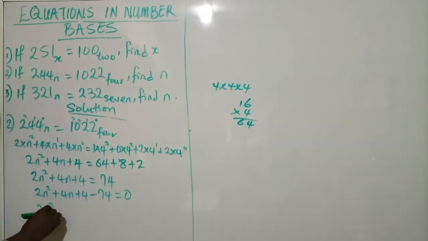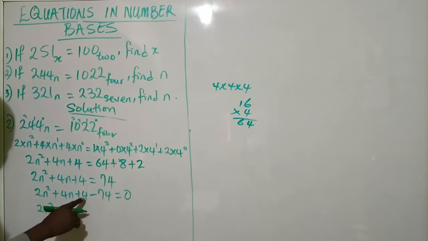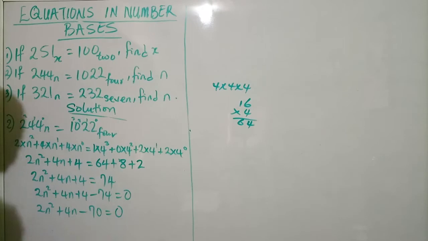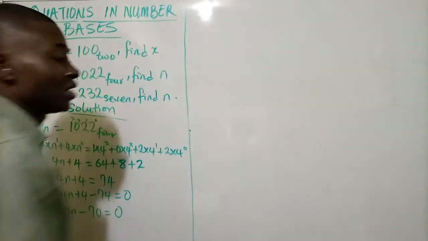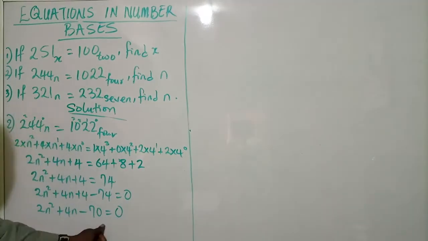So 2n squared plus 4n. 4 minus 74 gives us what? Minus 70 equals to what? 0. So this takes us now down. That leads us now to what? A quadratic equation. Now what do we do here?